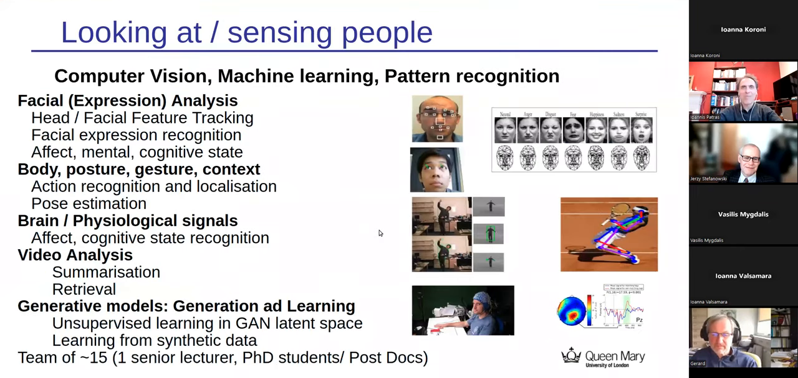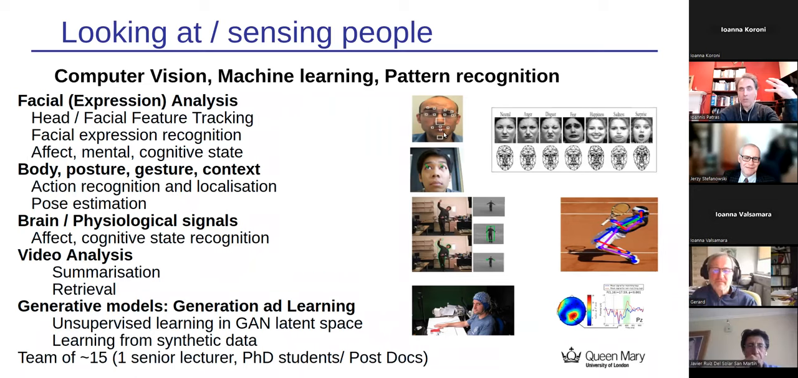This is not what I am mostly known for. The main work that I have been doing with my group is in an area that can be characterized as looking at or sensing people. So we are using, in general, computer vision, machine learning, and pattern recognition methodologies in order to analyze mainly images and image sequences that depict people and their activity. So we are working on facial expression analysis, recognizing facial movements, and linking them to affects or to emotions, to mental health issues and cognitive states. We are analyzing images that depict people and their activities, so as to recognize what they are doing, to localize them, to recognize their pose, etc.